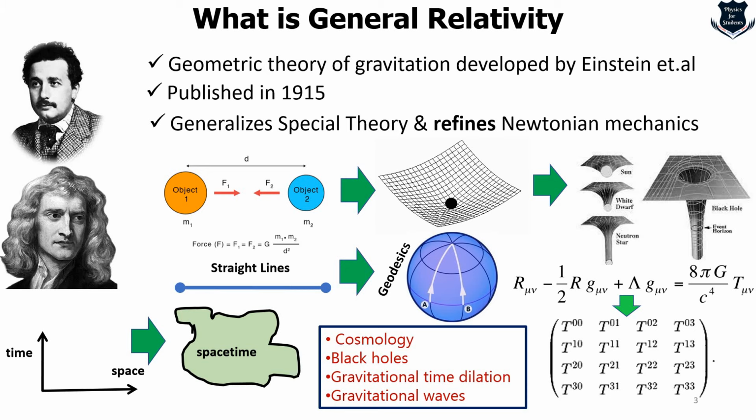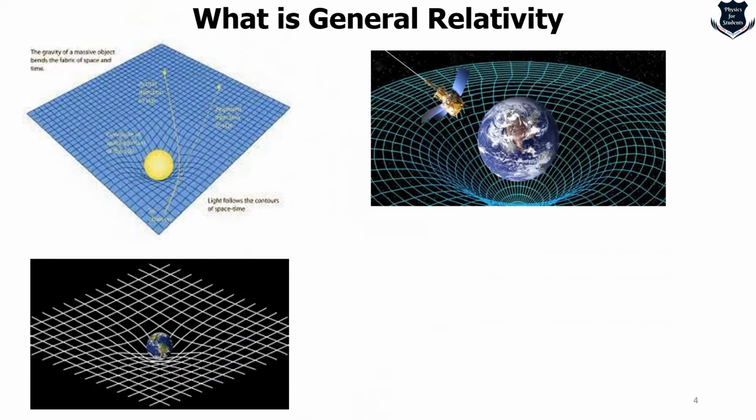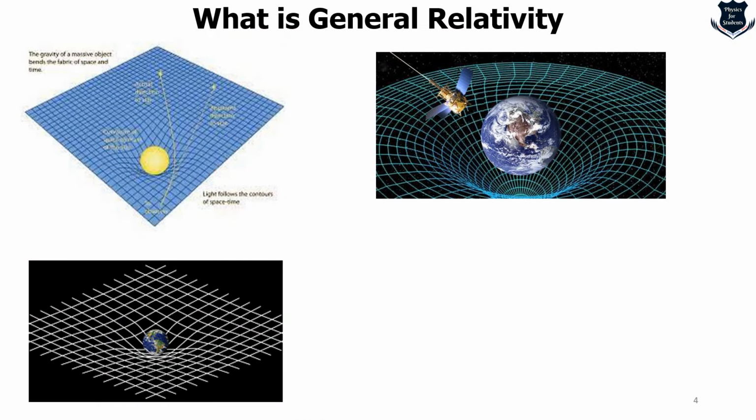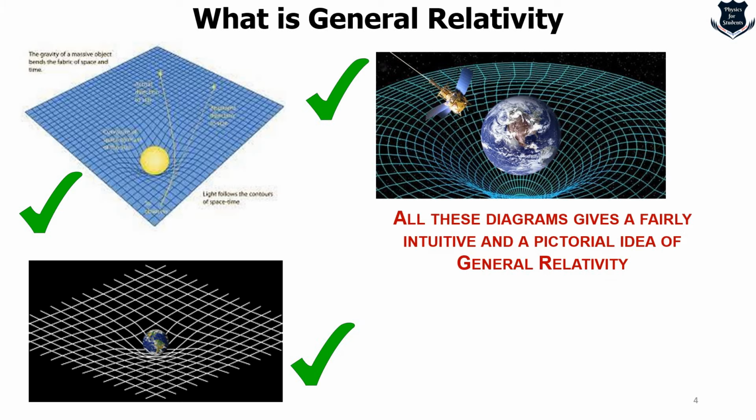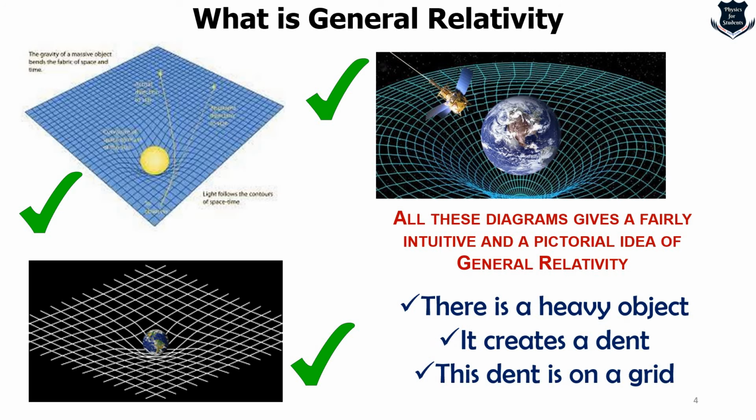Now, if we have a look at those illustrations, which are very common on the internet, some people might say, no, these are not correct, general relativity is something more mathematical. But what I would say is, this one is also correct, this one is also correct, and this one is also correct, because all these diagrams give a fairly intuitive and pictorial idea of general relativity. And what do these diagrams tell? They tell us that there is a heavy object, it creates a dent, and this dent is basically on a kind of grid.